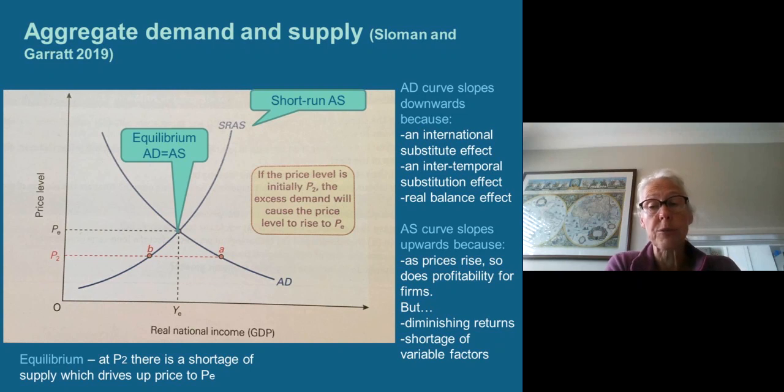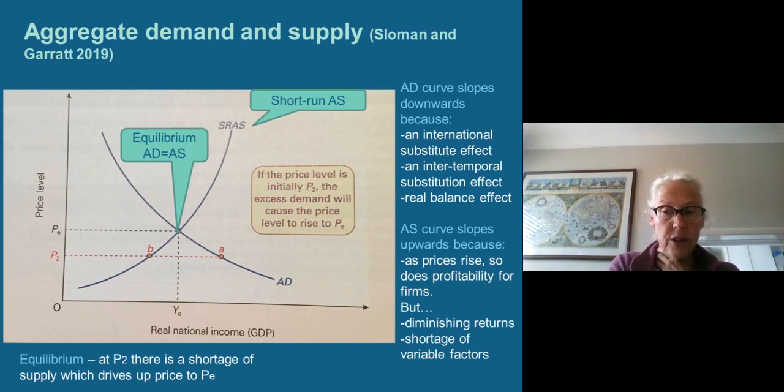So first of all, there's an international substitute effect. What tends to happen is that as prices rise, people will buy less in the UK and actually buy things from other countries. There's also an intertemporal substitution effect, and this is where, as prices rise, there tends to be a demand for more money, so people borrow, and interest rates rise, and then actually this discourages people from borrowing. They save money and they postpone their consumption.